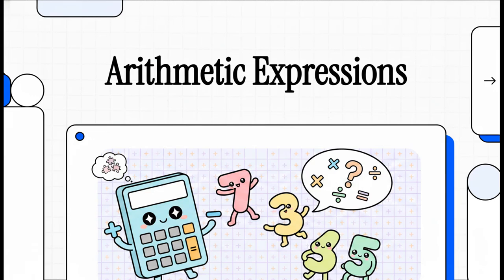So, have you ever actually wondered how numbers and mathematical operations just work together to help us solve everyday puzzles? Well, today we're diving straight into exactly that. We are going to be talking all about arithmetic expressions. I am so excited to jump into this with you. So let's get those math brains warmed up and let's go.